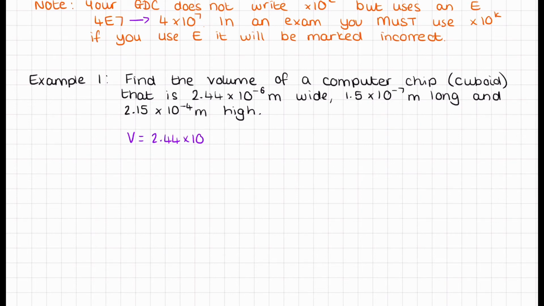2.44 times 10 to the power of -6 multiplied by 1.5 times 10 to the power of -7 multiplied by 2.15 times 10 to the power of -4. When you put this into your calculator, you get an answer of 7.869 times 10 to the power of -17 meters cubed.